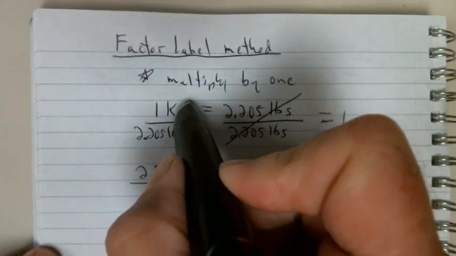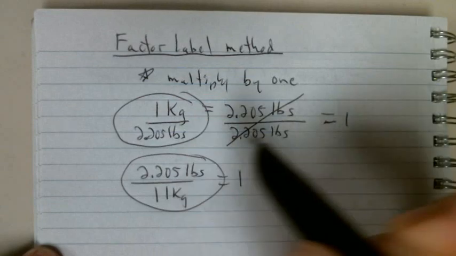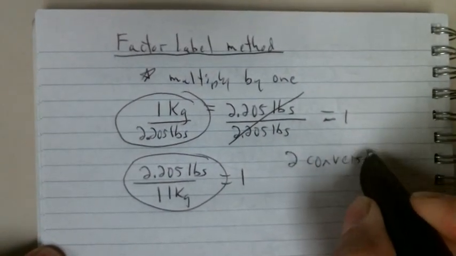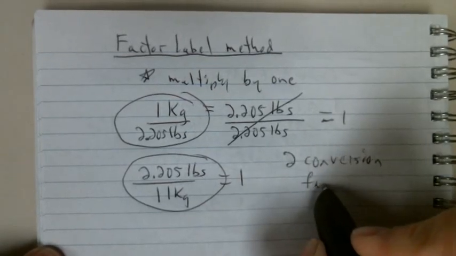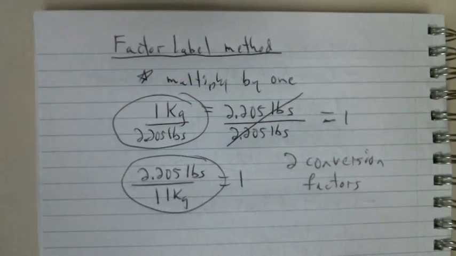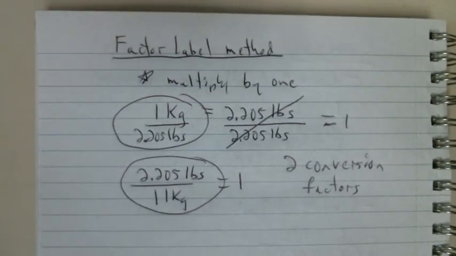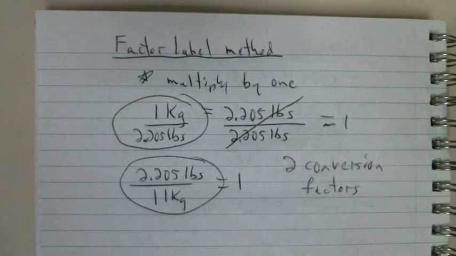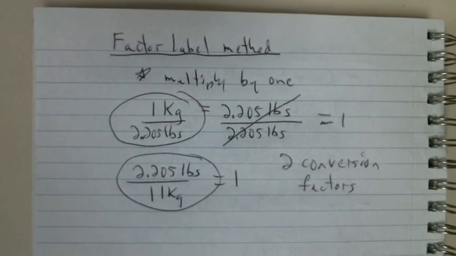So those are our 2 conversion factors that we can use. And so any equality, 12 inches in a foot, whatever it happens to be, you have 2 different conversion factors that you can use. And what you do is you just use the one that gives you the right units. So very key in doing conversions.